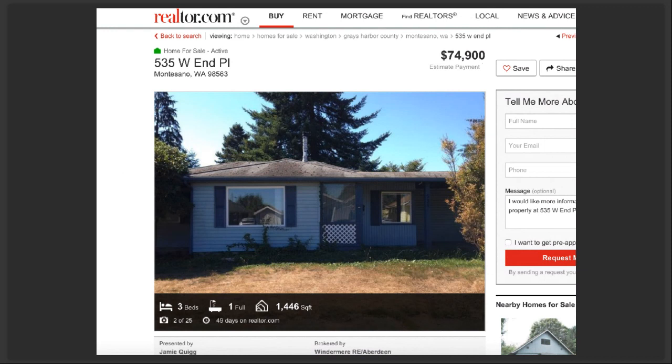It was 535 West End Place in Montesano, Washington. This is a town that I live in, and this is on the same street that I own two other houses. It's a duplex. Well, there's like two houses on one lot. I like this area. I love this town. Very, very great place to invest in real estate. So when this came on the market, I was definitely intrigued. It's a 3-bedroom, 1-bath, 1,446 square feet.